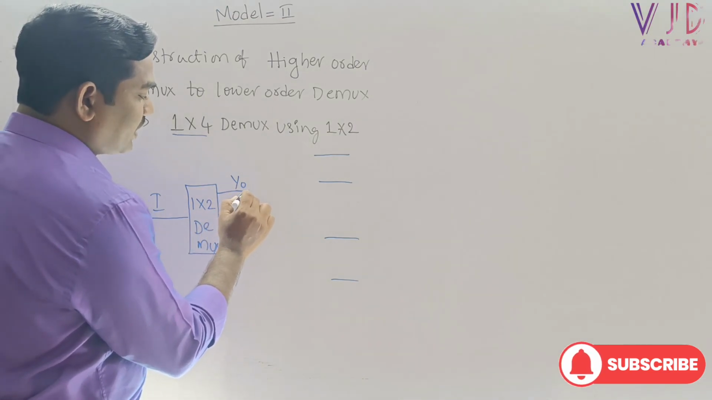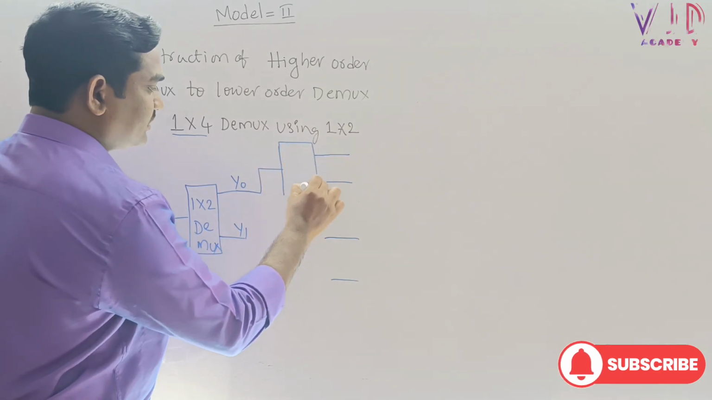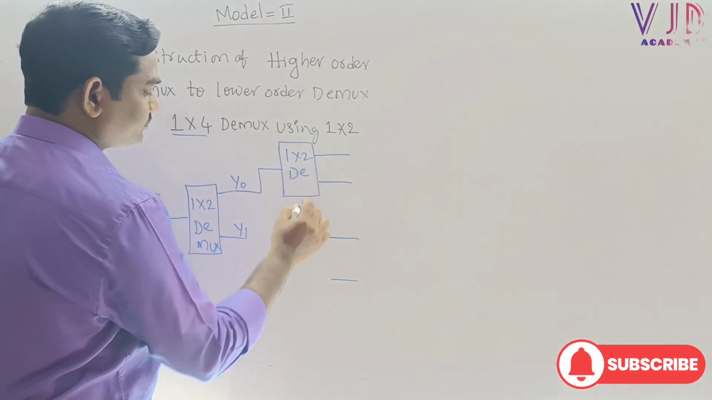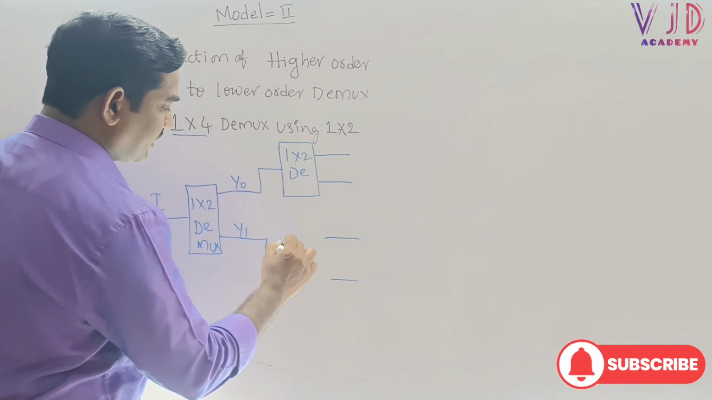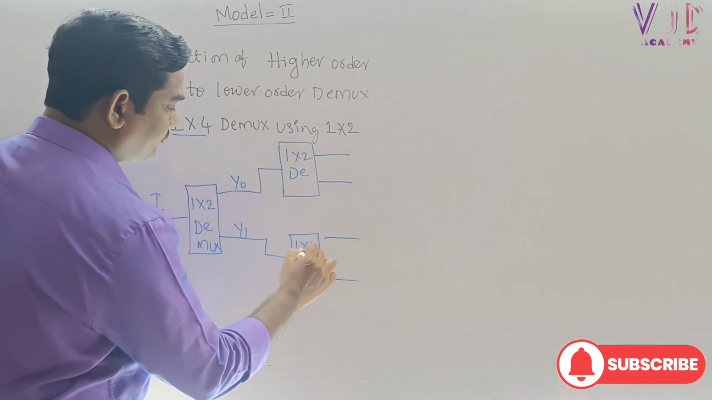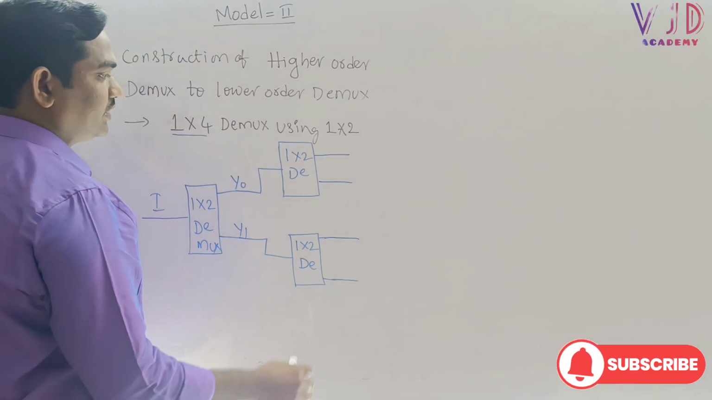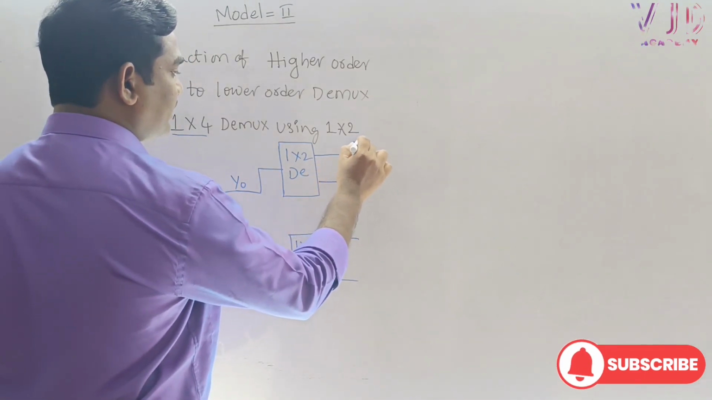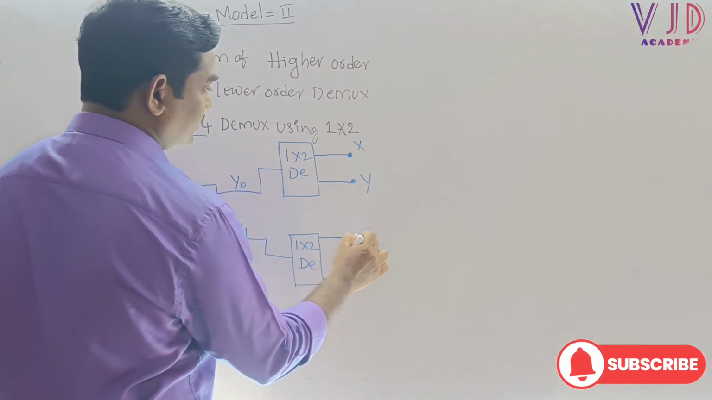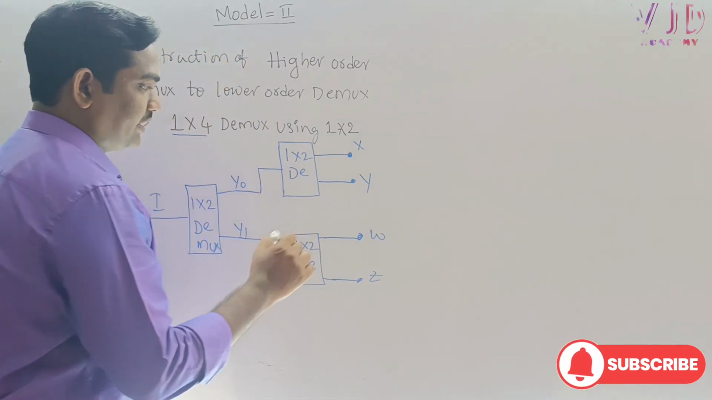Now I want to take this y0 as input to the next demultiplexer, here 1 into 2 demux. Here y1 I want to take as input, so here also 1 into 2 demux. Finally we are getting 4 outputs. Here outputs are x, y, w, z, simply we can write.